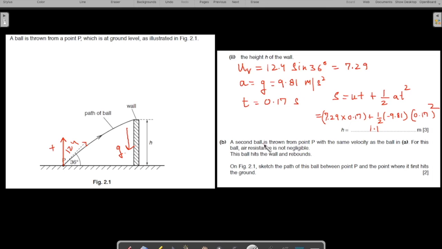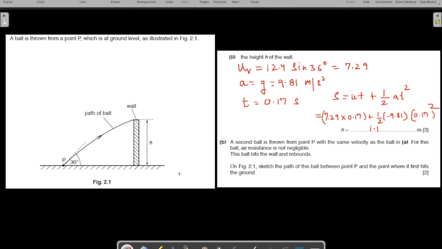Let us come to the B part. A second ball is thrown from point P with the same velocity as the ball in A. Second ball is thrown with the same velocity. For this ball, the air resistance is not negligible. So air resistance is not negligible for the second ball. This ball hits the wall and rebounds. Sketch the path of this ball between P and the point where it first hits the ground.